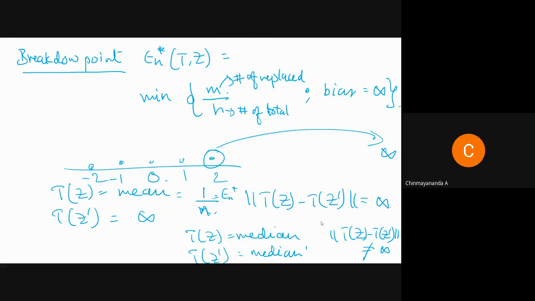Similarly, when you talk about the breakdown point of the median, you can try finding it. You have to replace exactly half or one more than half of the samples to push this difference, that is T of Z minus T of Z dash, to infinity. So it will be more or less a 50% breakdown point. So the median is 50% because of this argument.